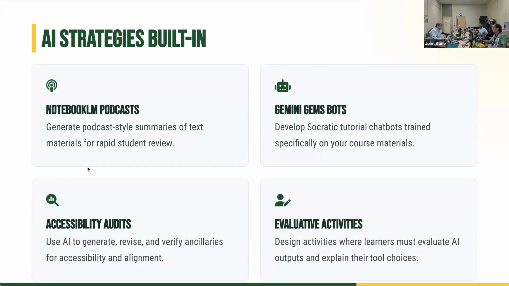Okay, this is what happens when you have something generated by the last screen I put together. This duplicates a little bit of it. These are some of the strategies that would be built in, and they're pretty much the same thing in a different form. But one thing not included in that list, but part of the development project, is that you could also use AI to generate, revise, and verify any ancillaries you include for accessibility and alignment with course objectives. I should have combined those 2 slides, but this was done kind of late at night.